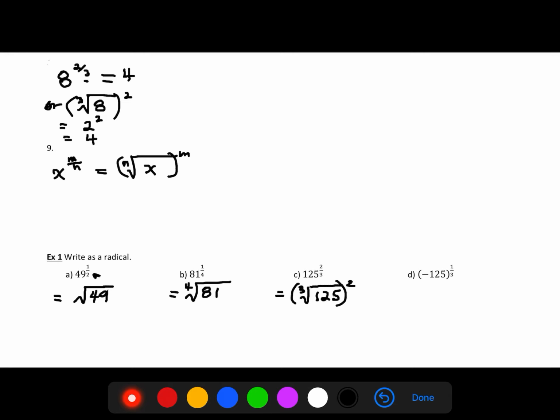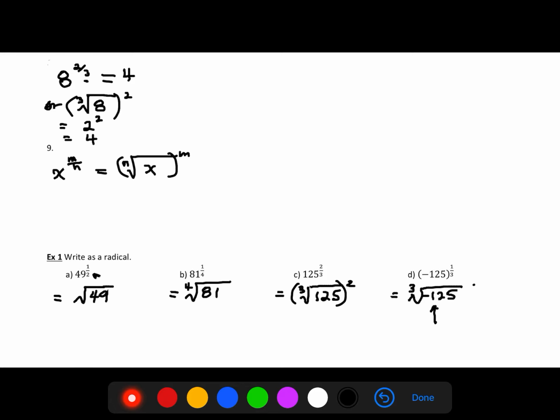Next one, again, 125 under the radical sign. The bottom of the fraction becomes the root, and we still have that 2 on top outside the brackets. For our next one, negative 125 comes under the radical, the bottom of our fraction becomes the root, and we don't have to write our brackets with a 1 outside. We know that doesn't change anything.